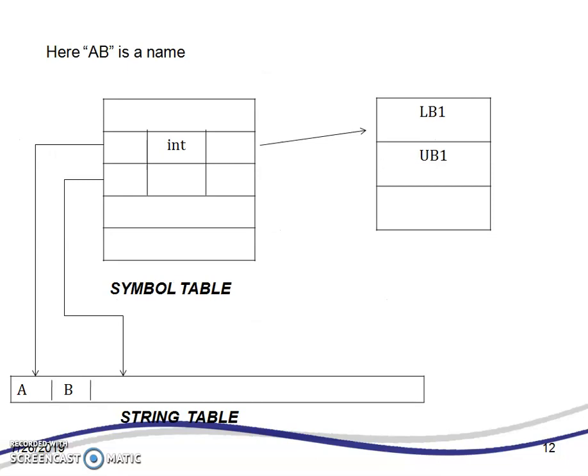In this case, there are two records associated with two names. Let's consider the first name AB. The first record shows the entry of name AB, where the name AB is stored in a string table, and the remaining information is stored in the symbol table and somewhere outside the symbol table.